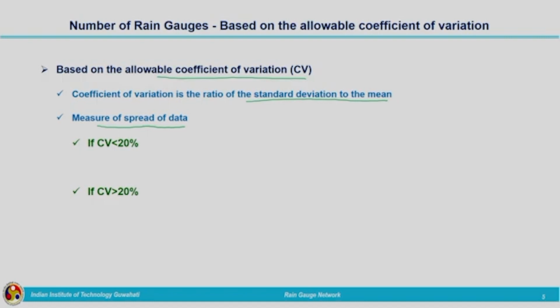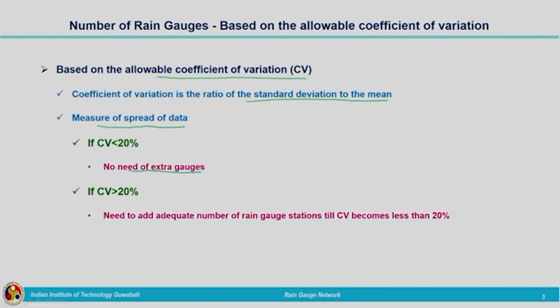So, if the CV, or coefficient of variation, is less than 20%, there is no need for extra rain gauges. But in the case of CV greater than 20%, there is a need to provide some more rain gauges along with the existing rain gauges in a particular area. So, there is a need to add an adequate number of rain gauge stations till CV becomes less than 20%. After adding the rain gauges, we can collect the data from them, and based on that we will again calculate the CV. If it is less than 20%, then the number which is provided is optimal.